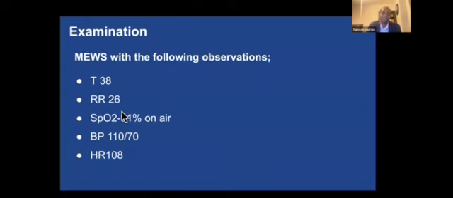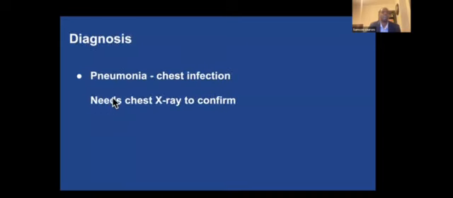Good. Then after the history, you perform examination. In this particular station, you're going to find a NEWS chart. So you will not be given examination findings in written form; you better know how to read observations from the NEWS chart. This patient has a temperature of 38, respiratory rate 26, saturations are low, 91% on air. The blood pressure is normal, but he is slightly tachycardic. High temperature, tachycardic, low saturations, respiratory rate high at 26.